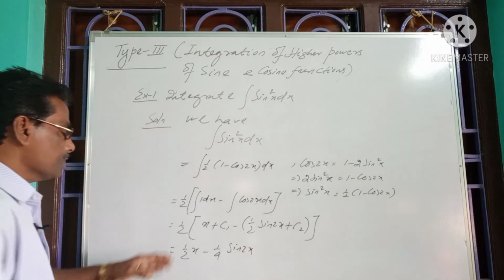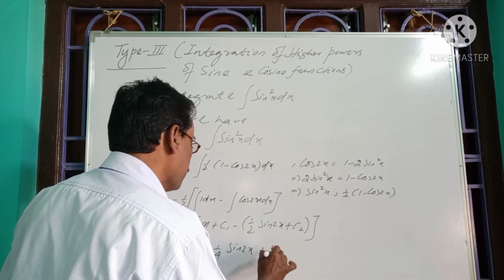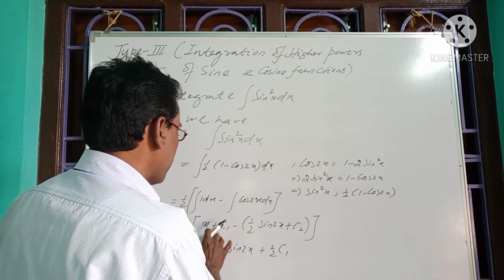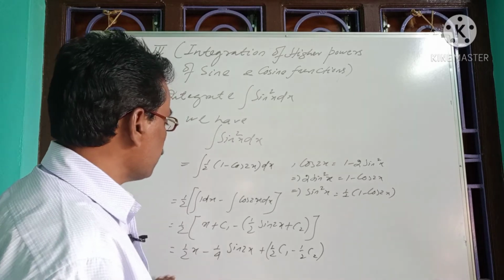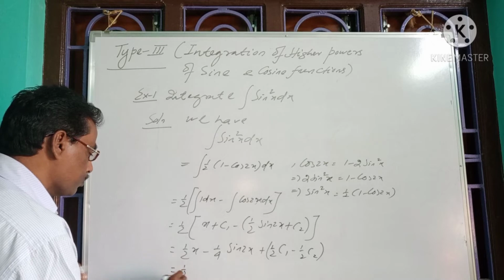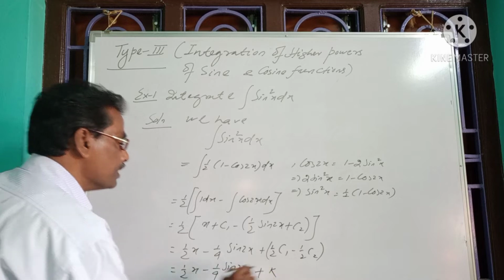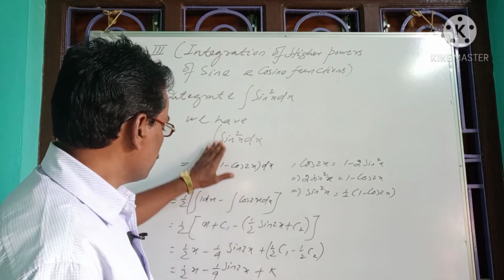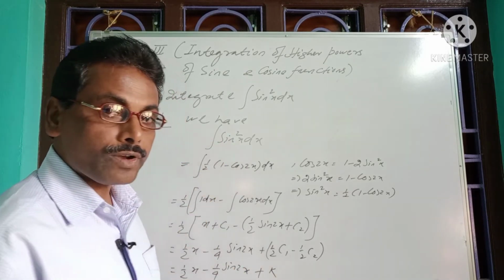Now we have first collected the functions, then collecting the constants, we may write half into c1 minus half into c2. So we have collected the functions separately, and we have also collected the constants separately. Again simplifying, we have 1 by 2 into x minus 1 by 4 into sin of 2x plus k in place of half c1 minus half c2, where k is the constant of integration. So in this process, we have completed how to integrate sin square x with respect to x. So the integration is over now.